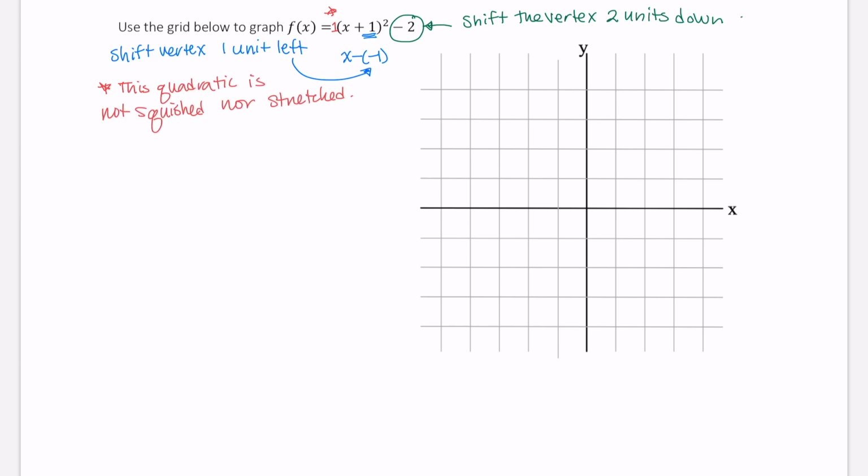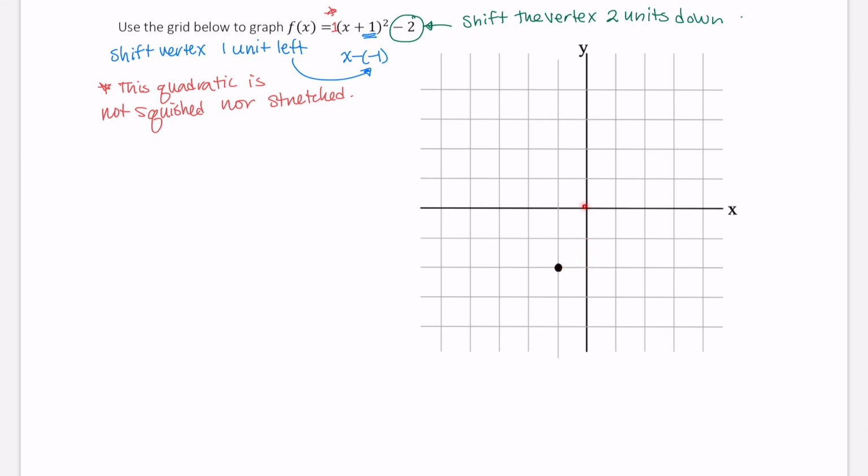Now let's go ahead and put this all together. So we're shifting 1 unit to the left and 2 units down. That puts our vertex here. And since we know this quadratic is not stretched, we can go over 1 and up 1.